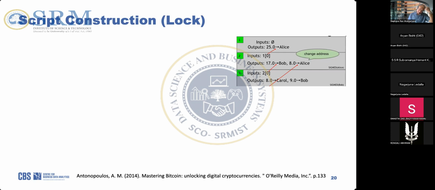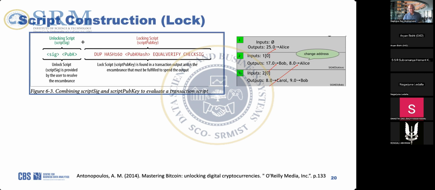So again, take this example. Alice got 17 coins. Bob got 17 coins from Alice, and then he's trying to spend these coins, right? I was talking about two parts. One is the script public key, which is generated when Alice transferred 17 coins to Bob. And there is another part, the unlocking script, which we call script signature, which is generated when Bob is trying to spend these coins, right? Whenever you want to validate a transaction, the script contains two parts: the locking script and unlocking script. So let us try to understand what is locking script and what is unlocking script.